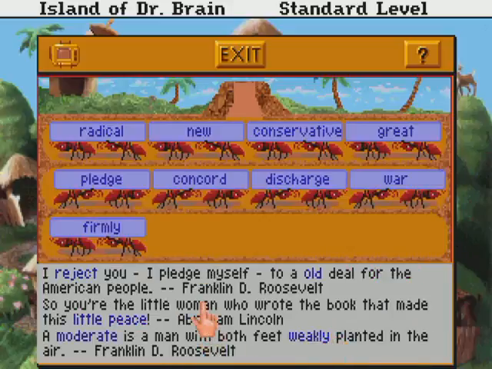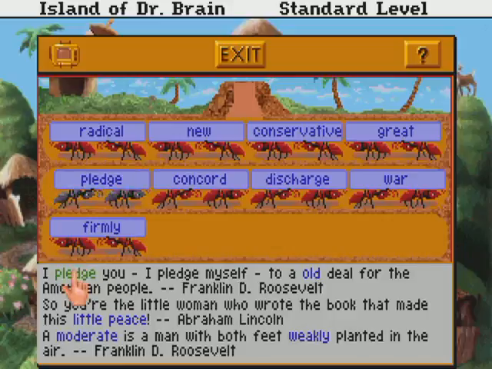Yay! I reject you. I pledge myself to a New Deal for the American people. Franklin D. Roosevelt. What is the opposite of reject here? I pledge you for the New Deal.